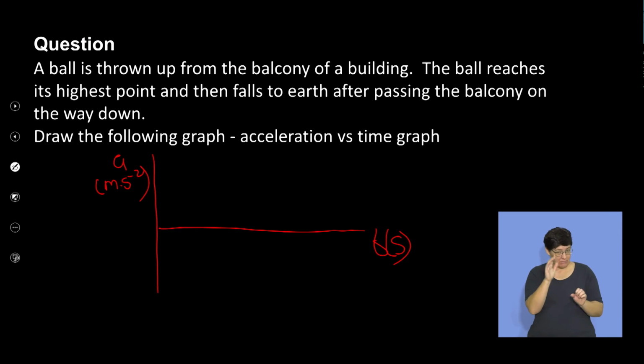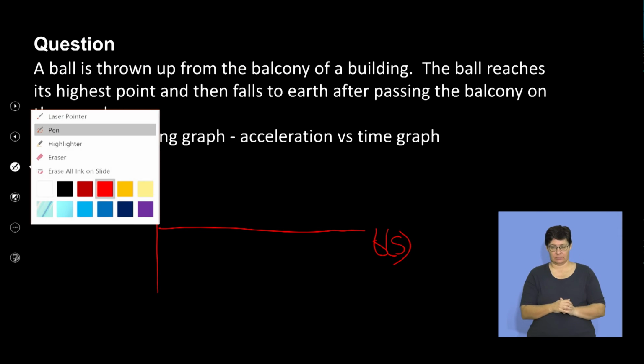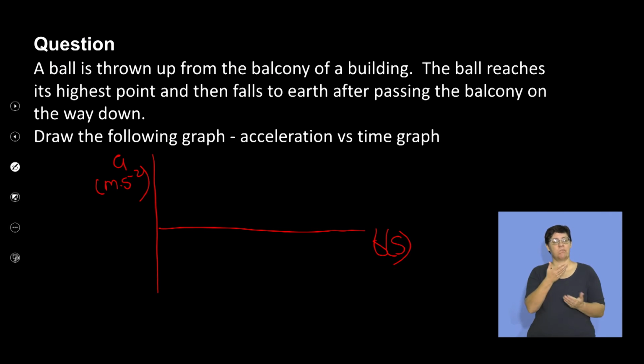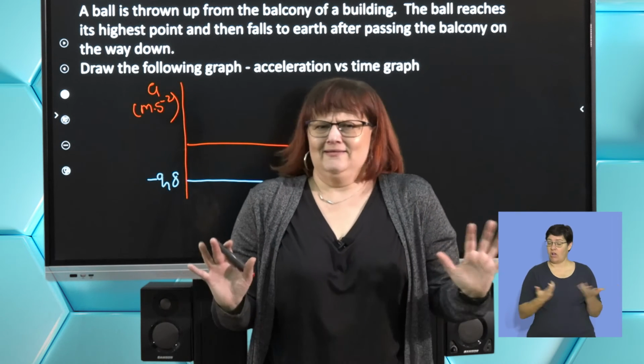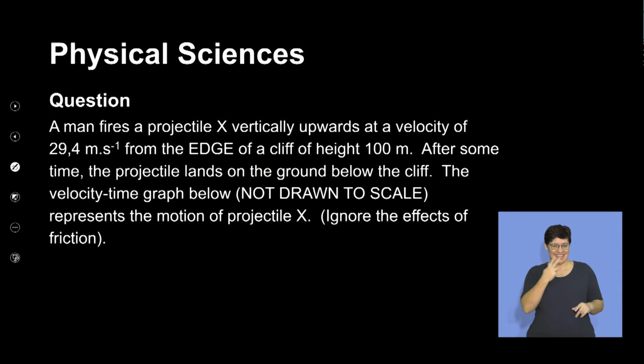Now here, I can put a value on. Because I know acceleration due to gravity is always the same, I took up as positive. So I know that's minus 9,8. That's a given. And it's a straight line. No matter what happens, it's a straight line, which is great. We like this. This is nice and easy. Okay, so here we go.